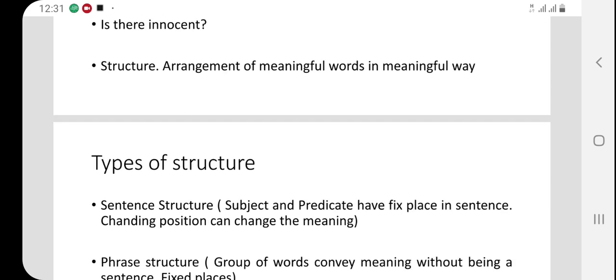Again, what is the meaning of the structure? The arrangement of meaningful words in a meaningful way. Yes, the words should be meaningful, and they must be arranged in a meaningful way. Unless and until the words and the structures convey a proper meaning, we cannot say that the purpose of communication is accomplished or completed. To have the purpose of communication, we must have meaningful words, and their arrangement should be in a meaningful way.